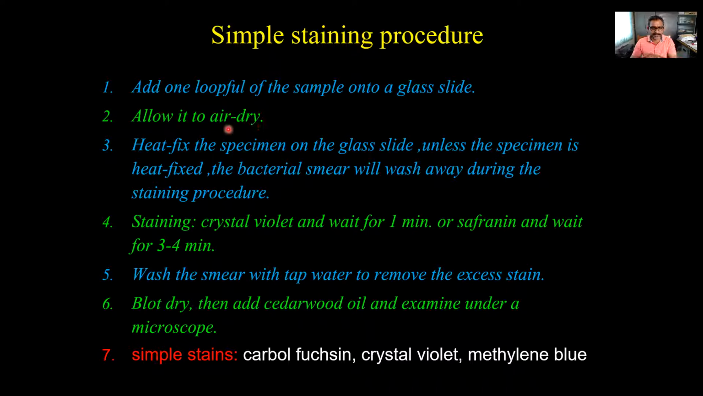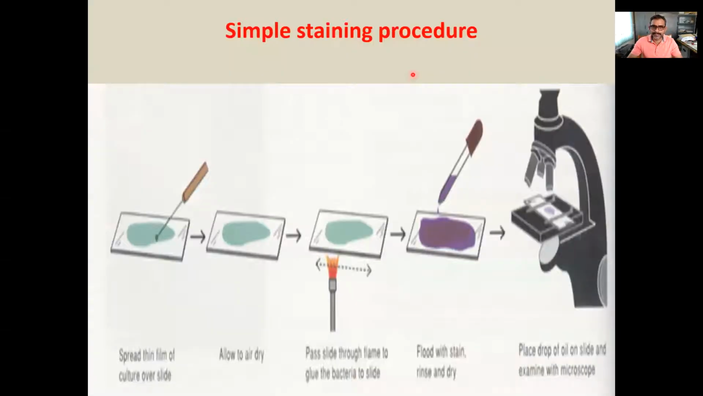Spread it. Allow it to air dry, then heat fix it by passing the slide over the flame, and flood with any basic stain. Leave it for 1 minute. Then wash off the excess stain with water or slow running tap water. Allow it to air dry, then observe under the microscope. So this is the procedure of simple staining.